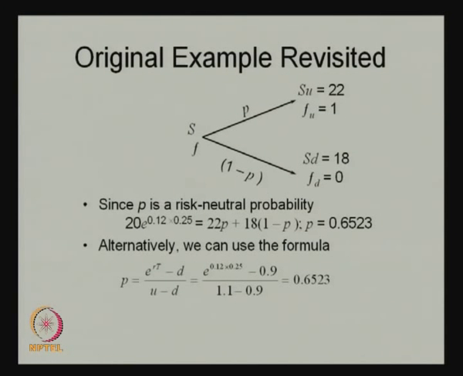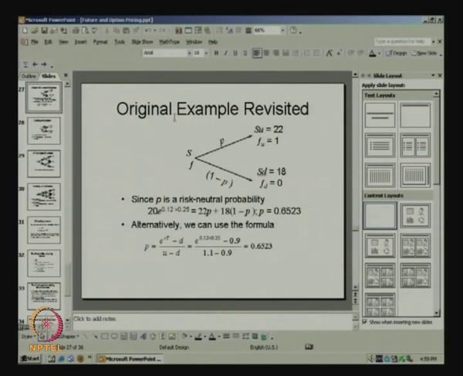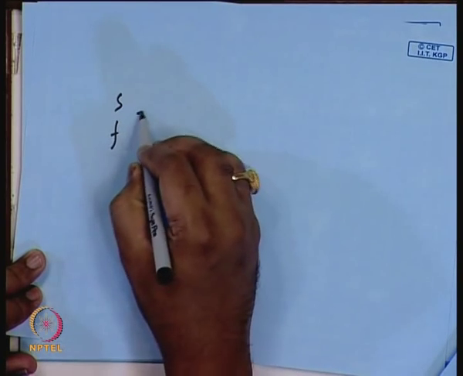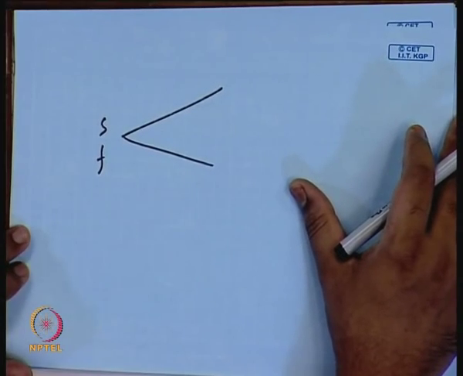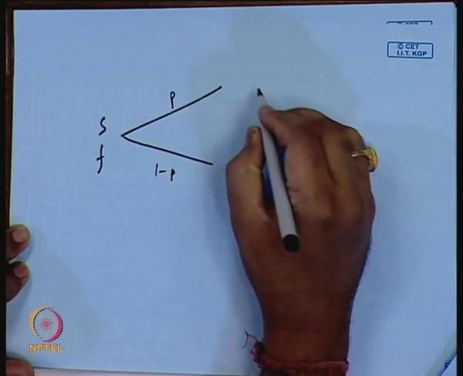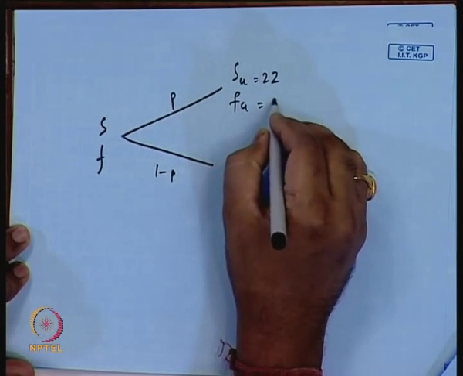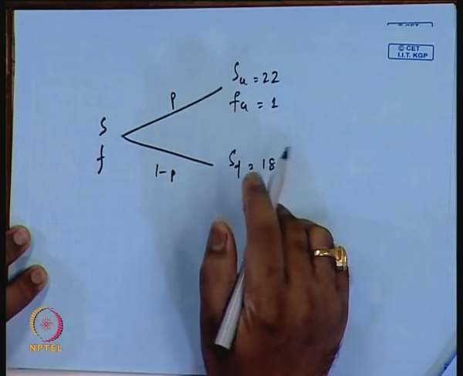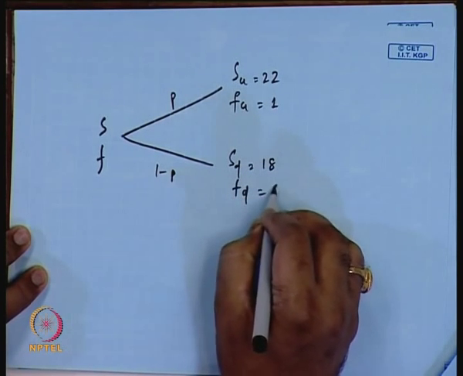So, if you go back and see the example in this case, let you have a stock price. One of the examples we can say, what we can say in this case, that the S of F and the probability we are taking into account, that is your P, it is 1 minus P, then S U is equal to 22, F U is equal to 1, then S D is equal to 18, there is a probability that it will go up to 22, it can go down to 18. So, the F of D is equal to 0.